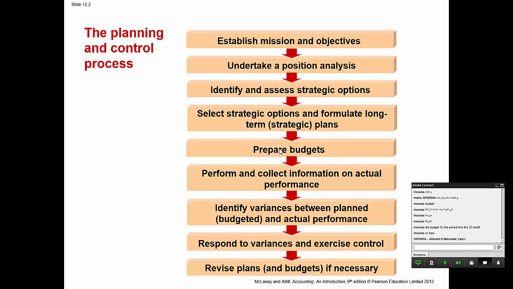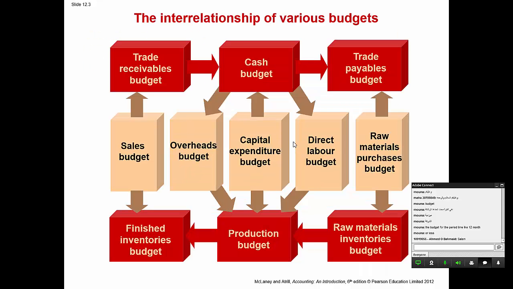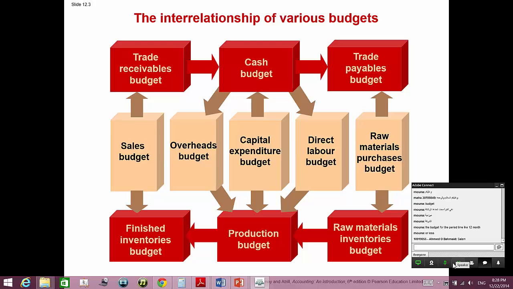What's the relationship between different types of budgets? As you know, we have different types of budgets. We have sales budget, and we have, for example, raw materials purchase budget. We have sales budget, overhead budget, capital expenditure budget, and so on.